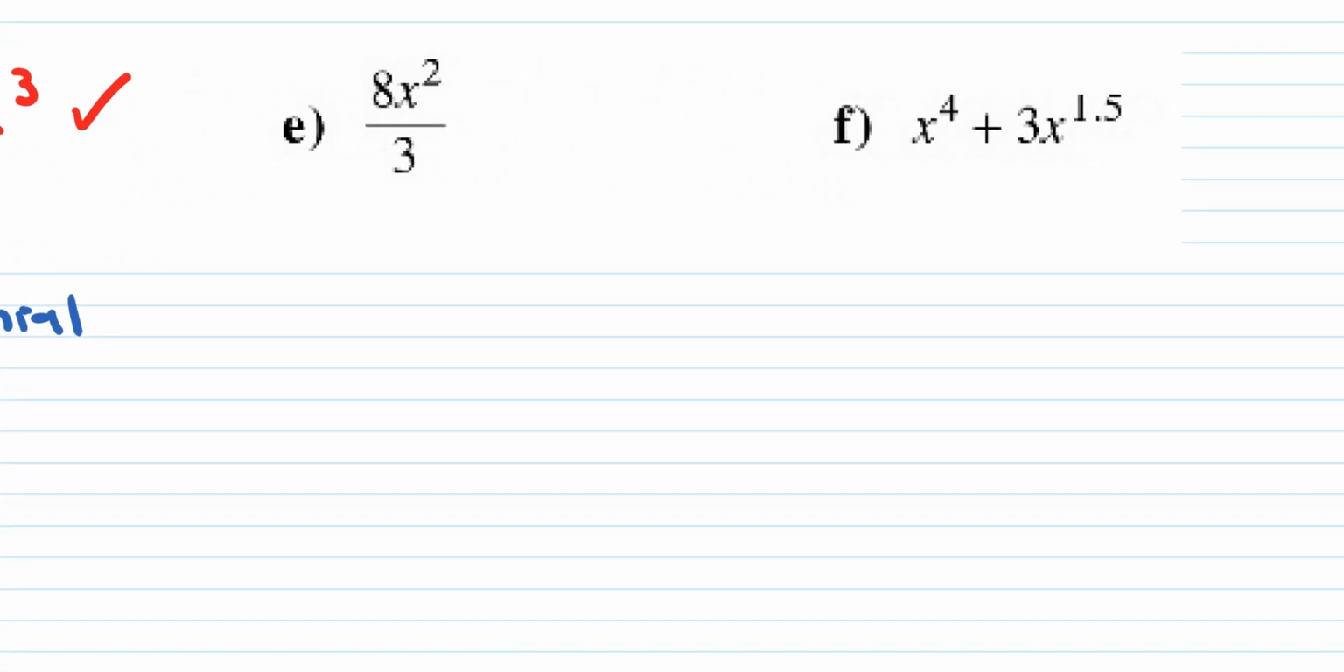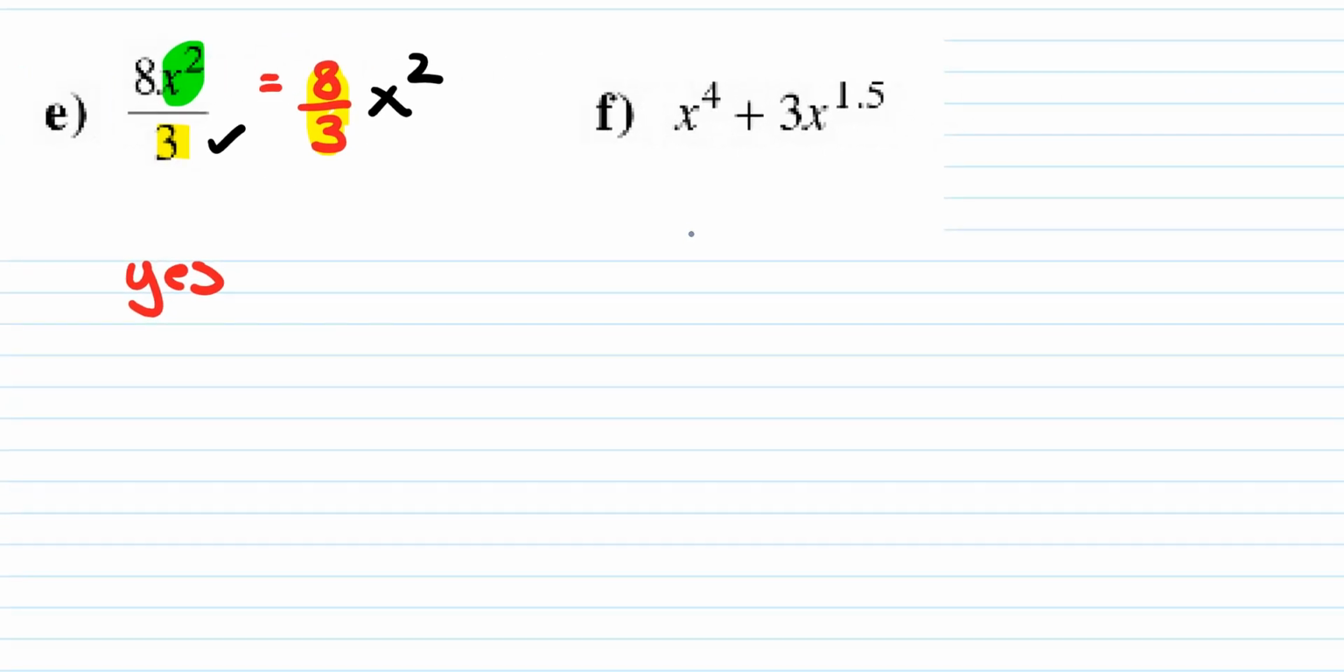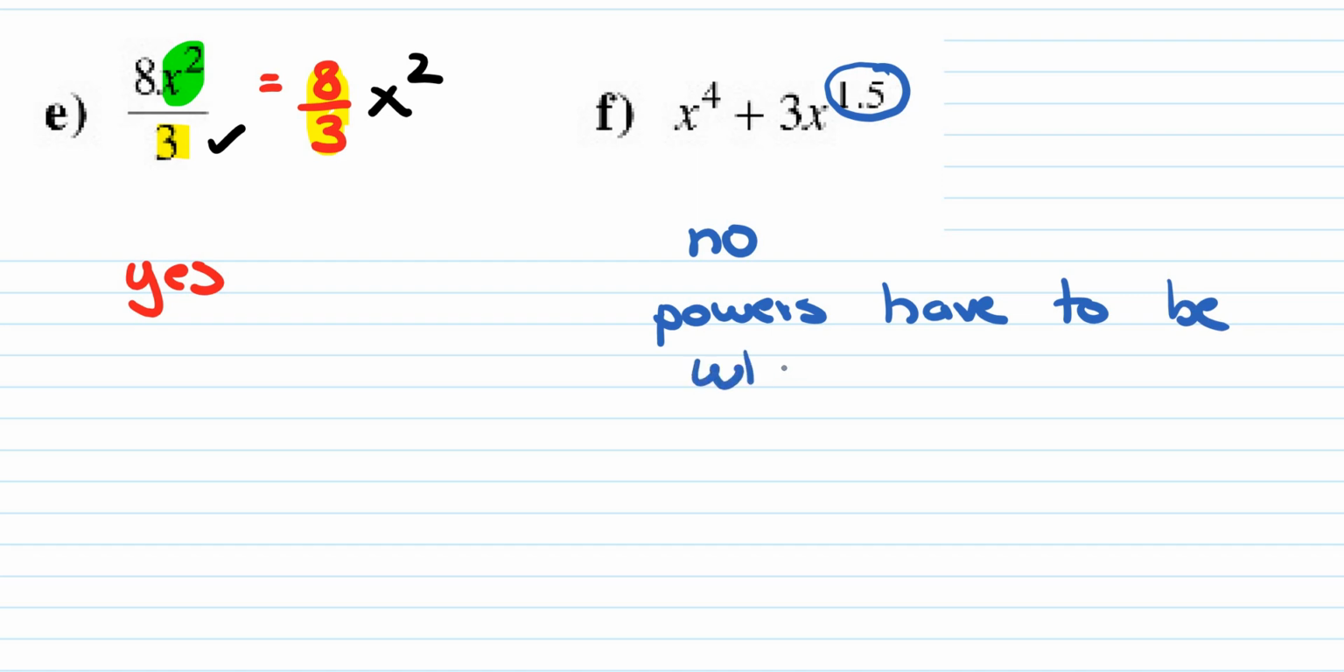Now for letter E, you gotta be careful here. We have a number on the denominator, and numbers on the denominator are okay, but the variable is on the numerator, and the variable has a positive power, so yes, this is a polynomial. Sometimes you might write this as 8 over 3, and then you can times that by x to the power 2. So this 8 over 3 is just a number in front of the variable, so that's totally okay for polynomials. And for letter F, this is going to be no because we have a decimal here for the power. Powers have to be whole numbers.